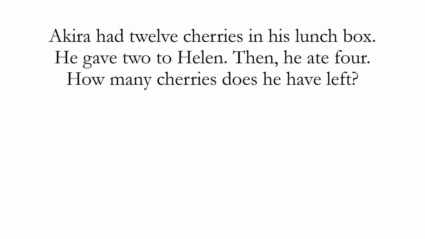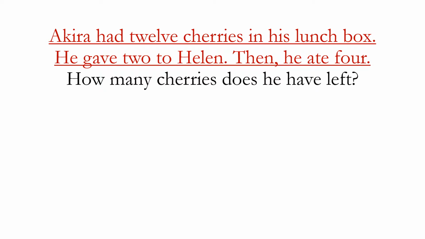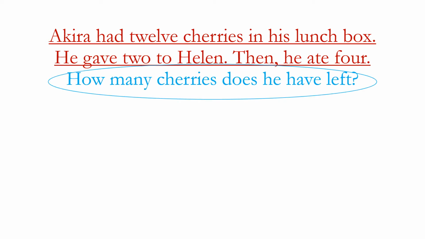If you can figure this out on your own, you can just hit pause and push play again when you think you have the answer. So we're underlining our important information. 12 cherries in his lunchbox. He gave 2 to Helen. Then he ate 4. We've got 12, 2, and 4. How many cherries does he have left?